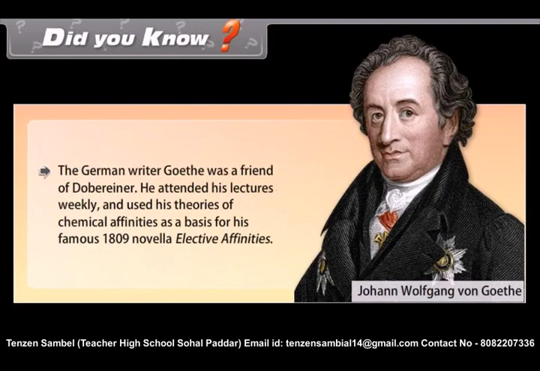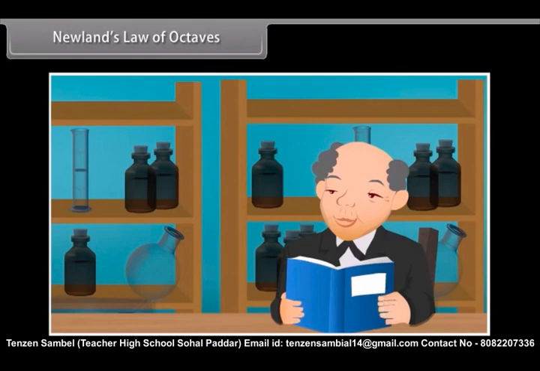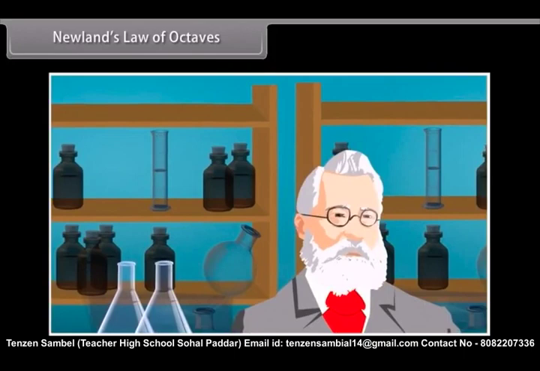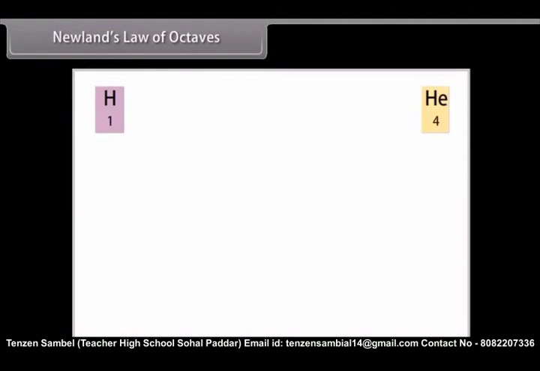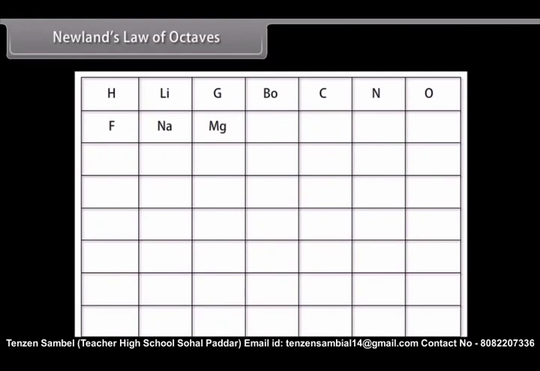Newlands' Law of Octaves. Dobereiner's research simultaneously encouraged other scientists to start classifying elements. The triads were not useful as they could classify only three elements at a time. In 1864, John Alexander Newlands, an English chemist, discovered that when elements are arranged in the increasing order of their atomic masses, atomic weight, every eighth element had properties similar to the first element. This is called the law of octaves. However, all elements could be arranged in this order only till calcium, even though there were more than 60 elements available at that time.